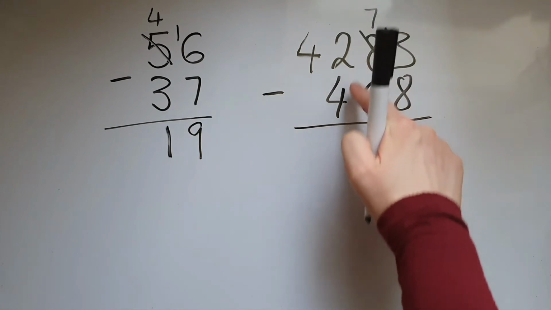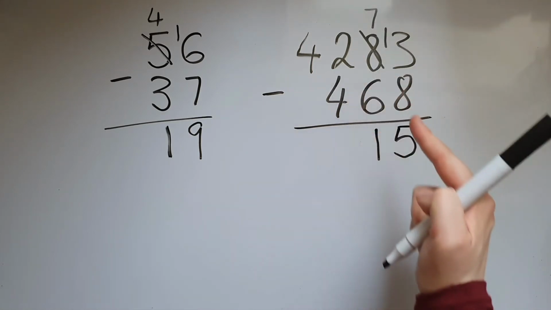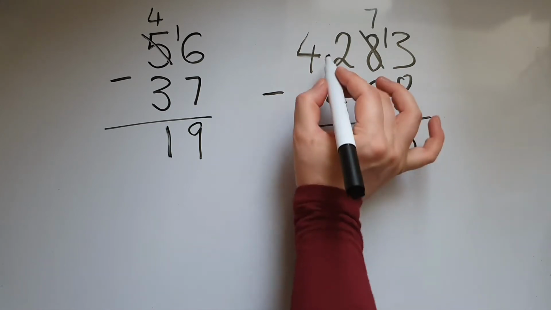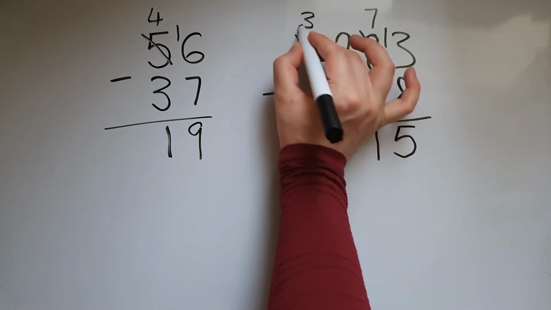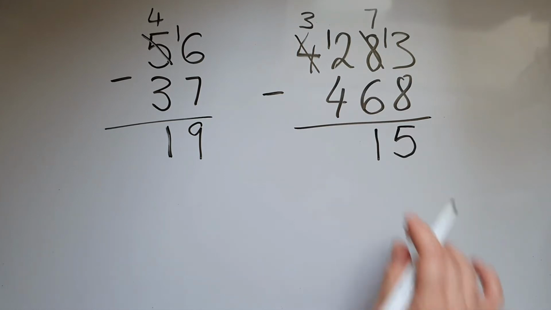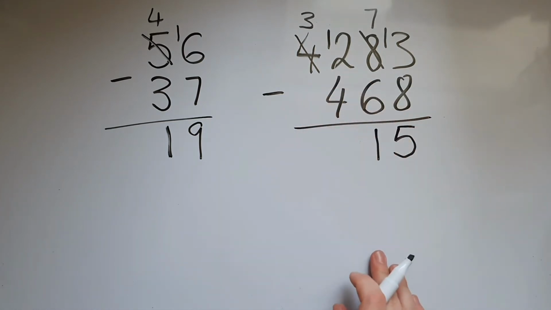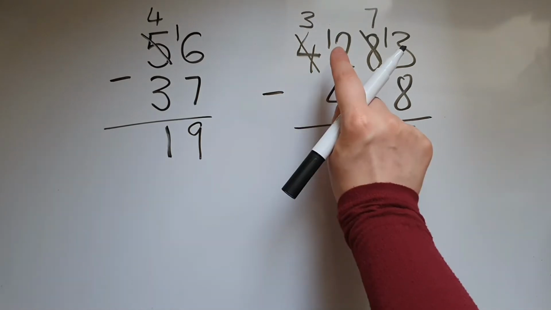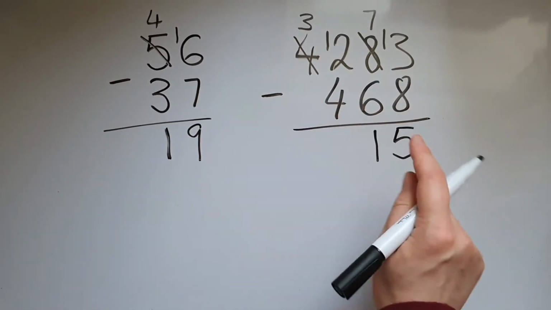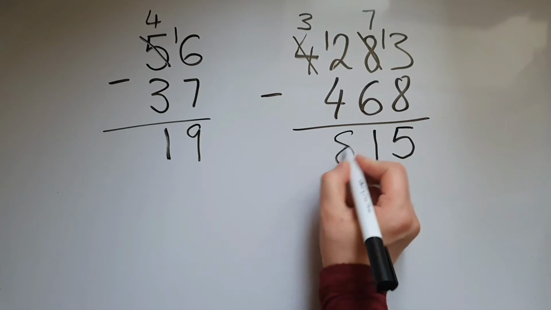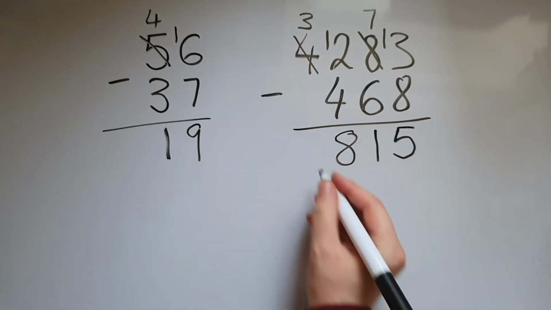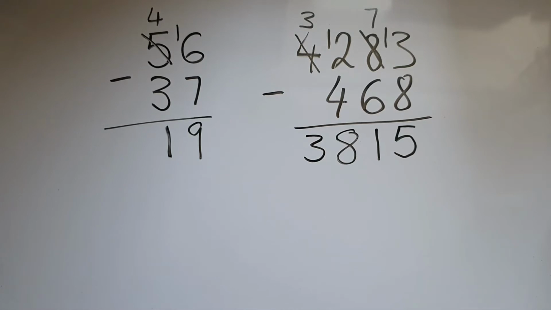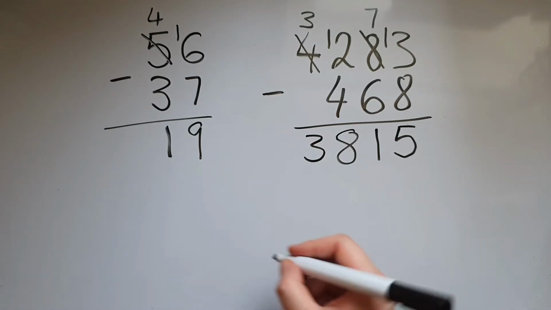Now we've got 2 where we need to take away from 7. So I'm going to have to borrow 1 from this, and this becomes 12. So 12 take away 4 gives me 8. 3 take away none or 0 gives me 3. Let's try another one.